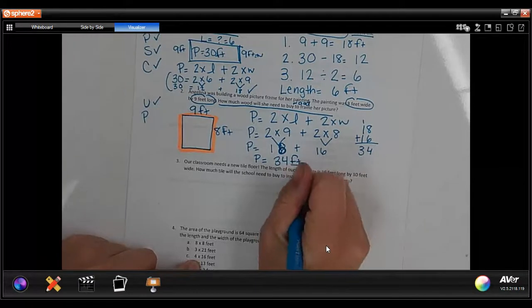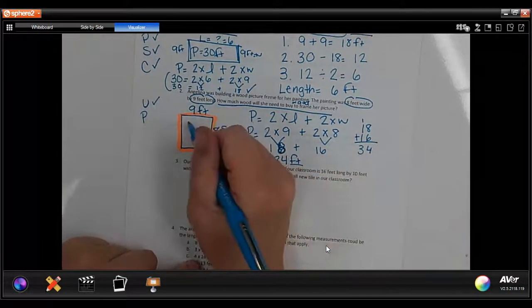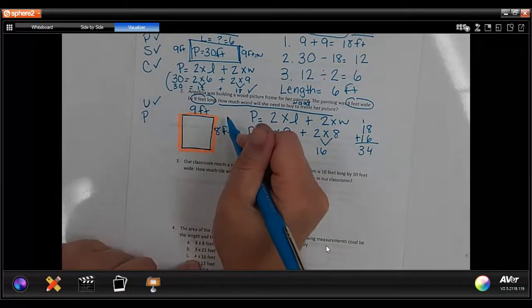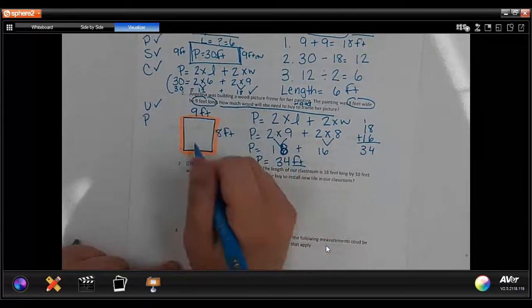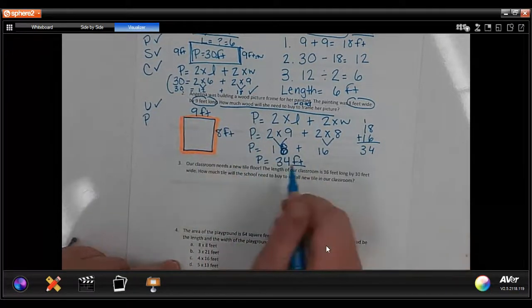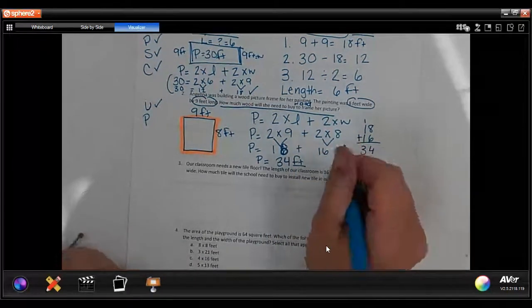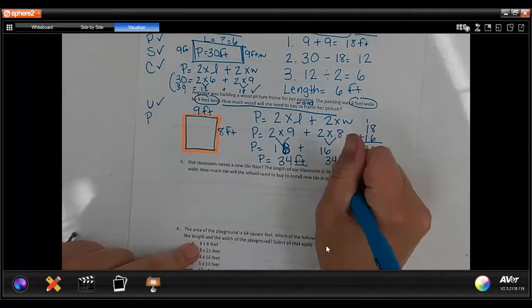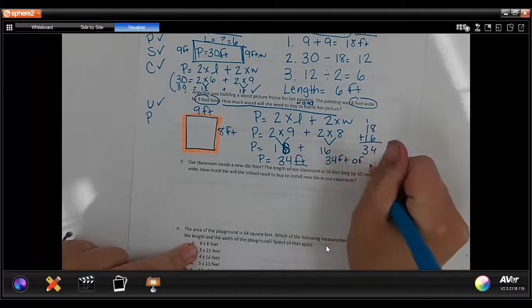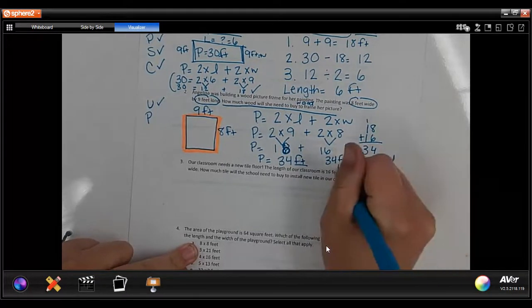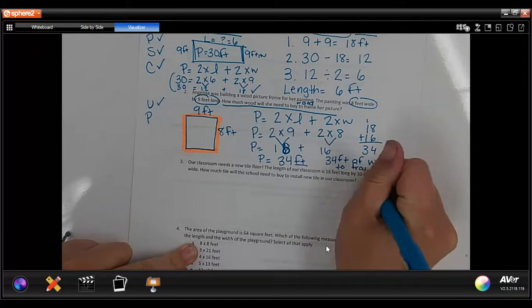Remember, this is just 34 feet because this is not talking about all the little squares inside of this object. It's just talking about the feet outside of the object. So the perimeter of this object is 34 feet. So she will need 34 feet of wood to frame her picture.